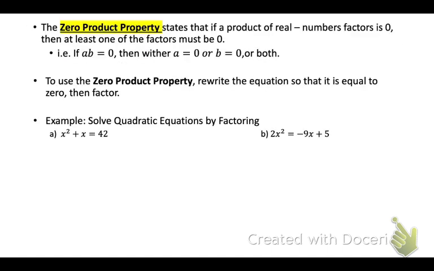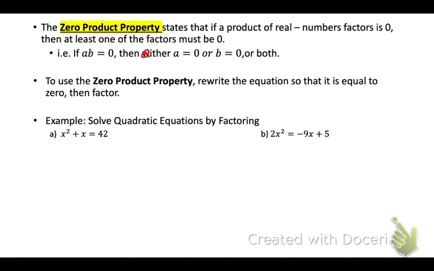Okay. So we have some definition stuff. The zero product property states that if the product of real numbers, the factors, is 0, then at least one of the factors must be 0. That is, if a times b equals 0, then either a or b is 0, or both. Is that a duh statement, guys? If two numbers times each other equals 0, one of them has to be what? 0. That's one of those duh things that we forget about.